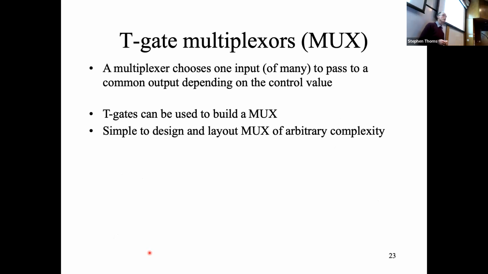Another thing you can do with the transmission gate, which is quite nice, is to make a multiplexer. A multiplexer will choose one value out of many. And because of the way the transmission gate works, either letting a signal through or not, it becomes really quite straightforward to make a multiplexer.